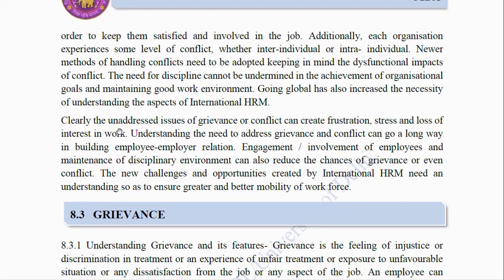Clearly, the unaddressed issues of grievance or conflict can create frustration, stress, and loss of interest in work. Understanding the need to address grievance and conflict can go a long way in building employee-employer relation. Engagement, involvement of employees, and maintenance of disciplinary environment can also reduce the chances of grievance or even conflict.